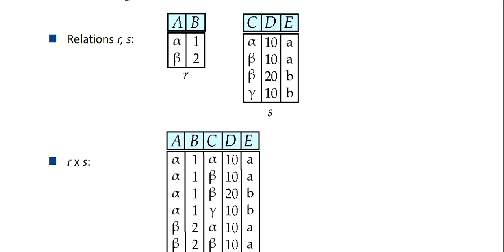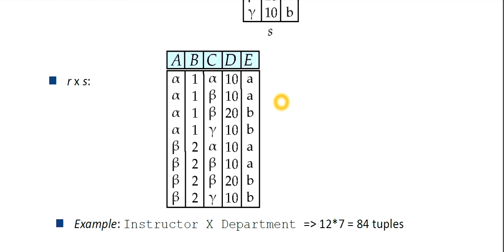See, in this case, alpha 1 will be combined with every possible tuple combination, which means alpha 1 will be combined with each of the tuples. So alpha 1 alpha 10a, alpha 1 beta 10a, like that. Then beta 2 alpha 10a, beta 2 beta 10a, beta 2 beta 20b, beta 2 gamma 10b. So overall this is the result. Ultimately all the possible combinations will come out as the result of R cross S. This is the cross product.